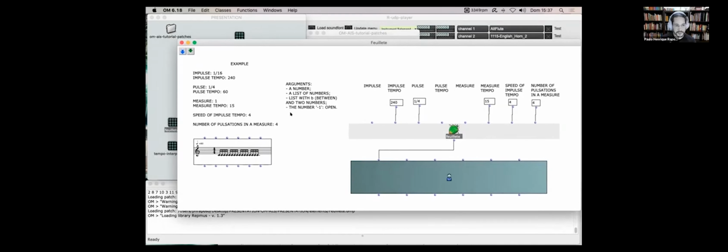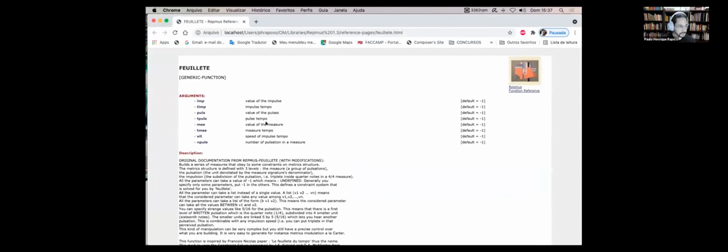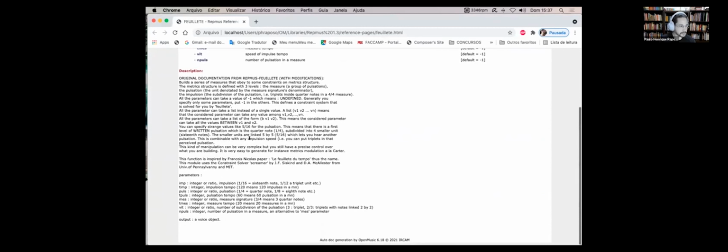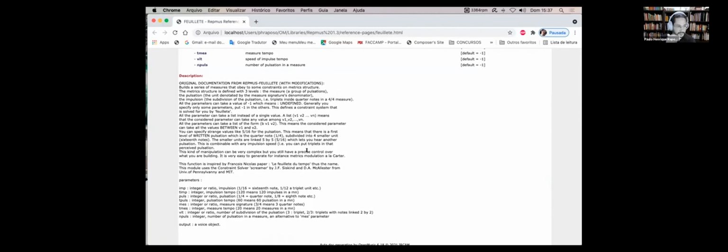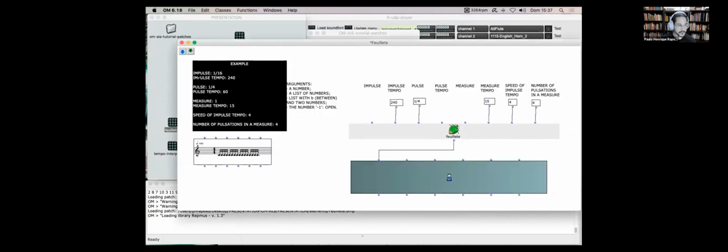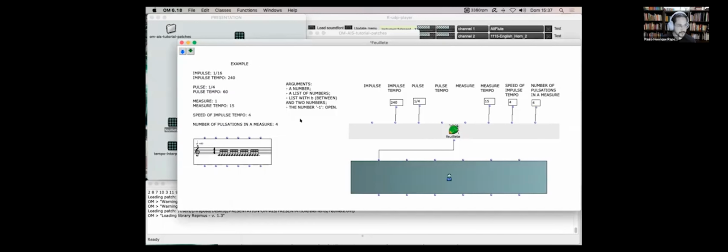And it's based on the idea from Francois Nicolas's paper. It's this article, Le Feuillete du Tempo. He creates this idea of kind of layers of tempos. And he divided it in three layers: the impulses, the pulse, and the measures.